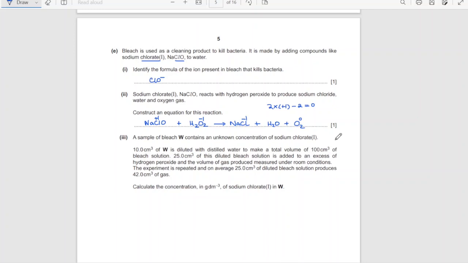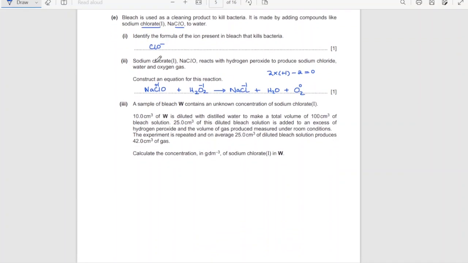Anyway, moving on, we have part 3. Now this involves some molar calculations. We need to take a look at this.